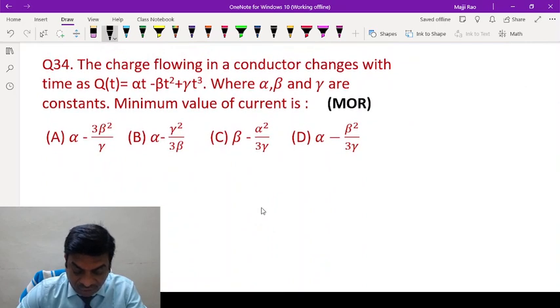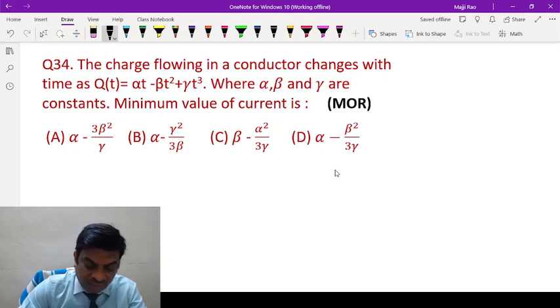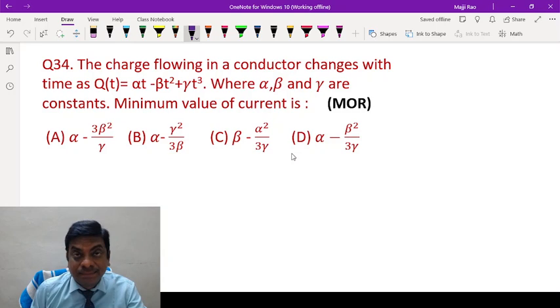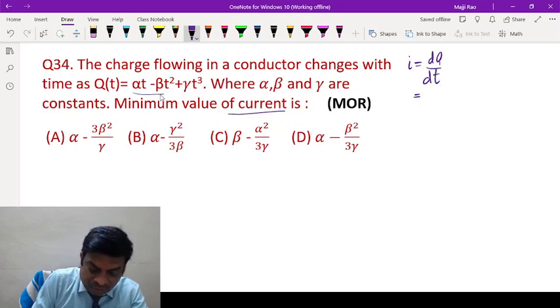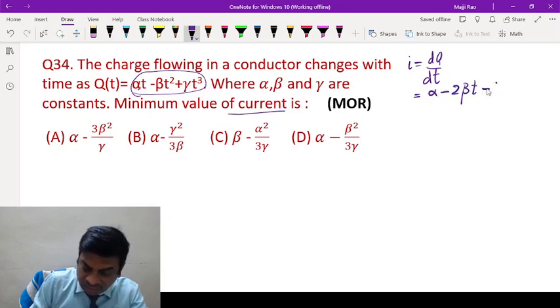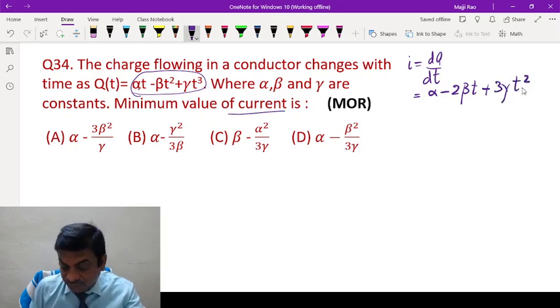The charge flowing in a conductor changes with time t as q equal to this much, where alpha, beta, gamma are constants. Minimum value of current. We'll be applying the concept of maxima and minima. So first we'll obtain the expression for current, which is nothing but dq by dt. If you differentiate this with respect to time, you'll get alpha minus 2 beta t plus 3 gamma t square.